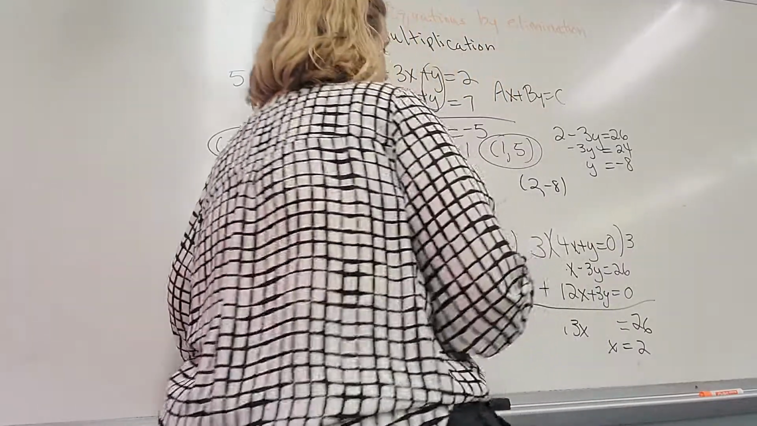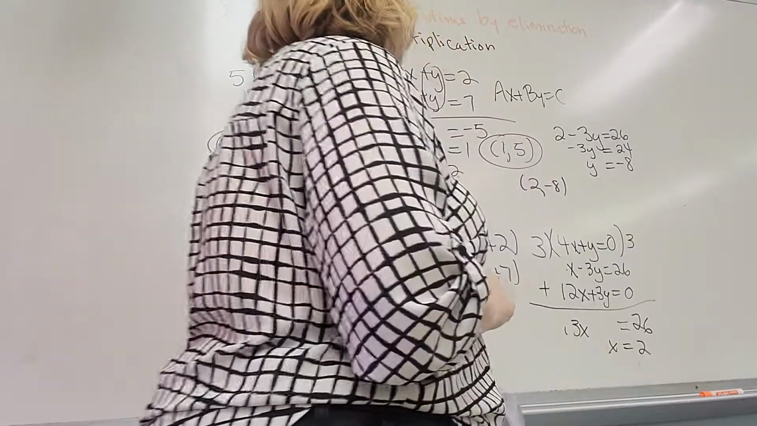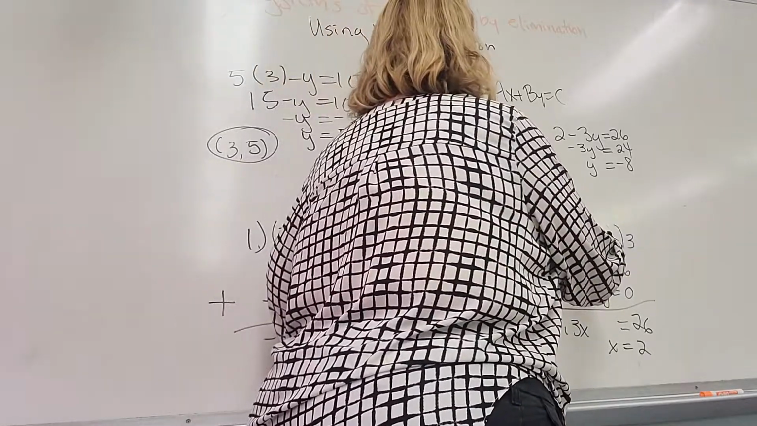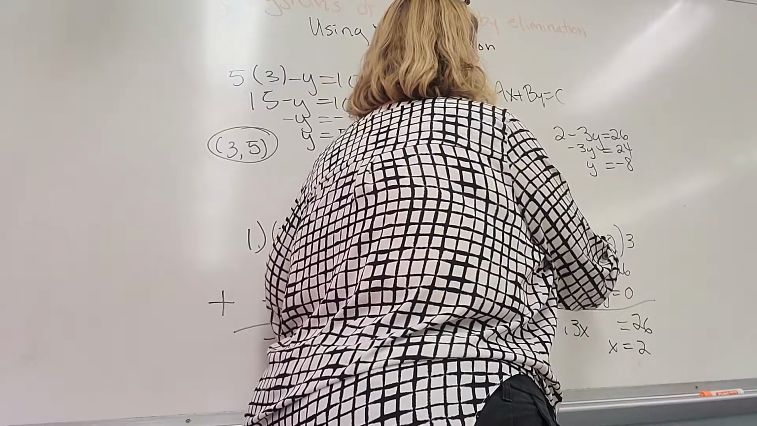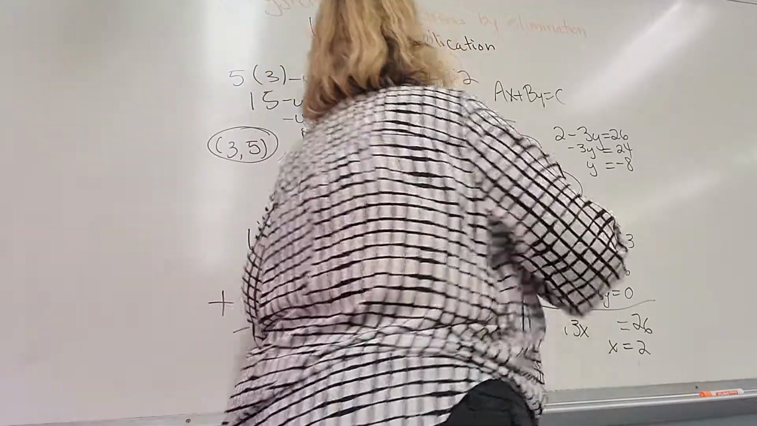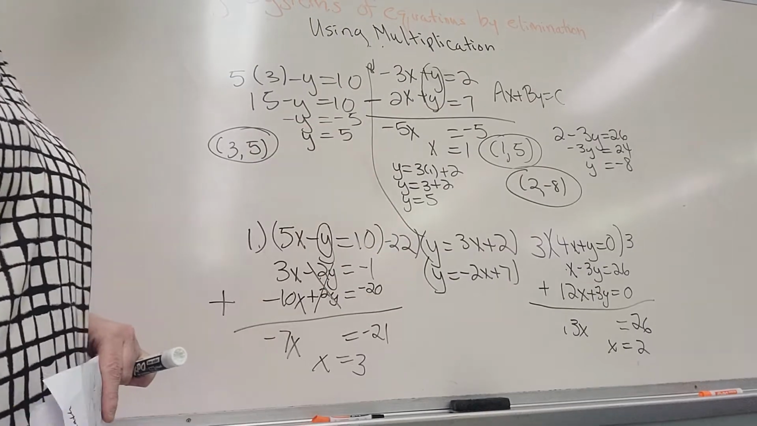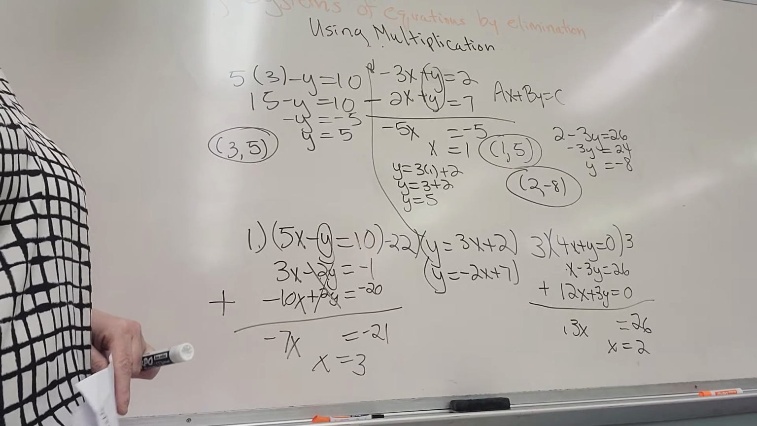Checking those in the originals, we get 8 plus -8, that is 0. And we get 2 minus 2 plus 24, which is 26. So yes, this works. So that's solving systems of equations using multiplication.